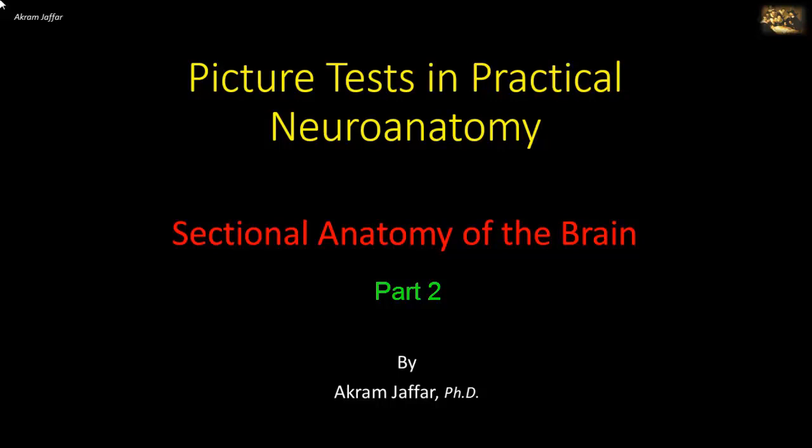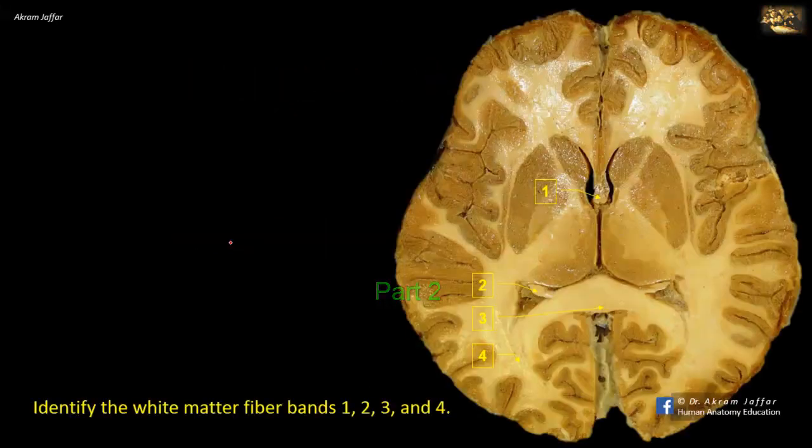Now I will deal with the sectional anatomy of the brain. Identify the white matter fiber bands 1, 2, 3, and 4. This is a horizontal section through the cerebral cortex at the level of the interventricular foramen showing white matter structures.